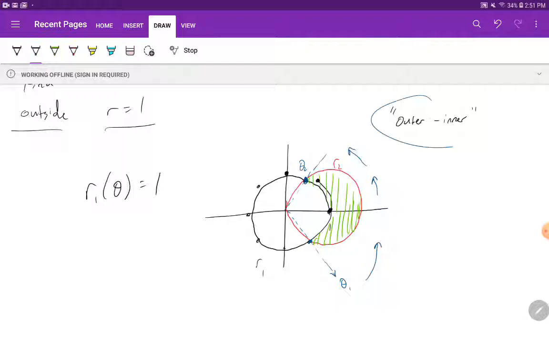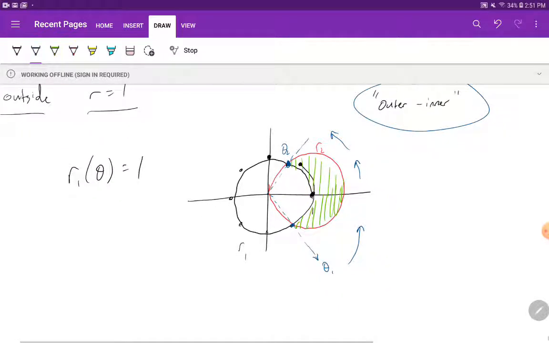And what we're going to do is use this outer minus inner idea, and figure out which one's the outer and inner. Hopefully, you guys probably figured it out already, right? The outer function in this case is going to be the red one, and the inner function is going to be the black one, right? So the area of the green is going to equal the sweeping area of red minus the area of black.